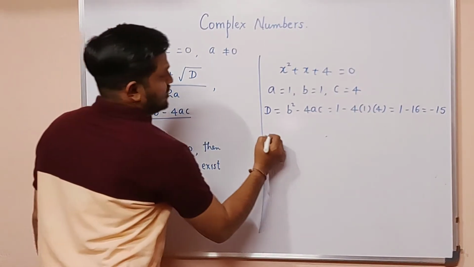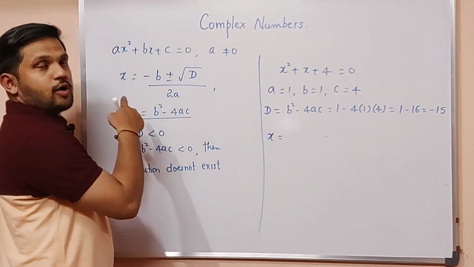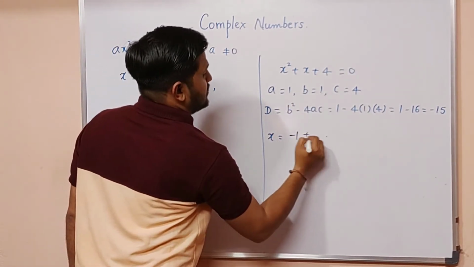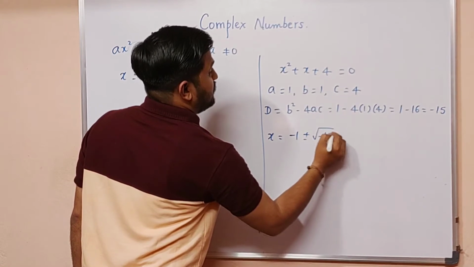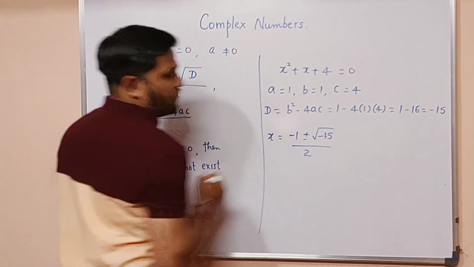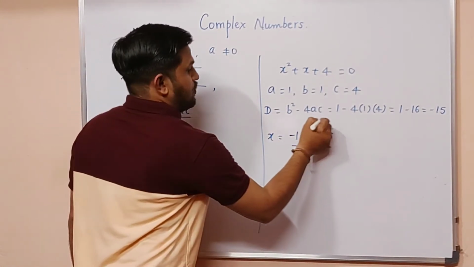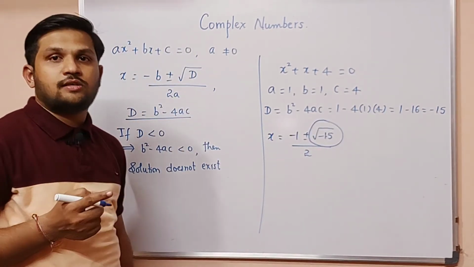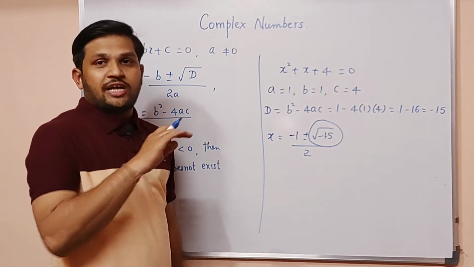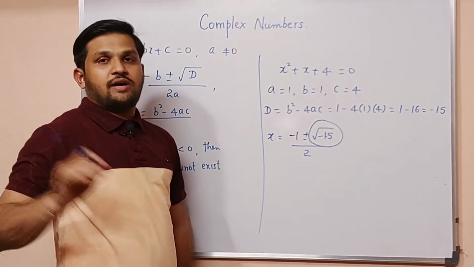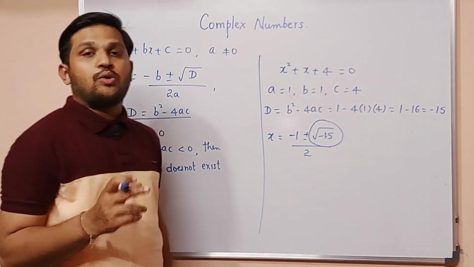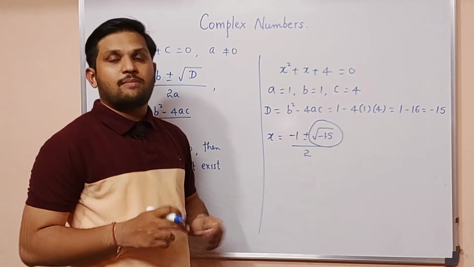If you use the quadratic formula, minus b is minus 1, plus or minus square root of minus 15, divided by 2 times a. If you look at this number, it does not exist in the real case. In real numbers, the number line itself is your real numbers. So this number does not exist. Square root of a negative number does not exist in the real numbers.